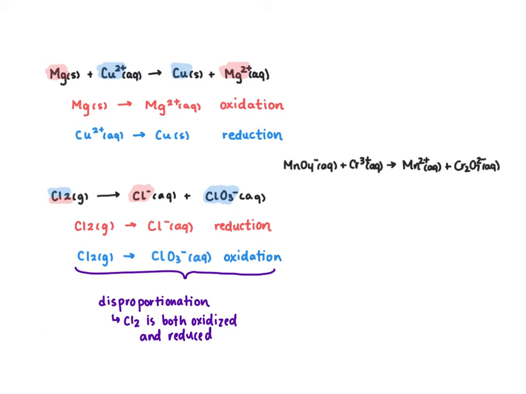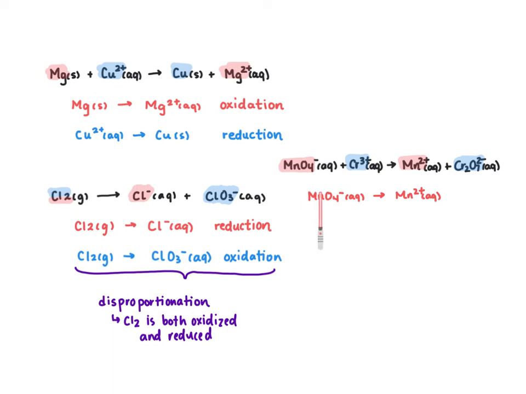Our last example is going to be our most complex. So in this example, we have two manganese species, MnO4- and Mn2+, and we have two chromium species, Cr3+ and Cr2O7 2-. So we're not going to worry about those oxygens at all when we're looking at our half reactions. We're going to look at the other elements, specifically manganese and chromium. So manganese starts as permanganate, MnO4-, and manganese 2+ is produced.